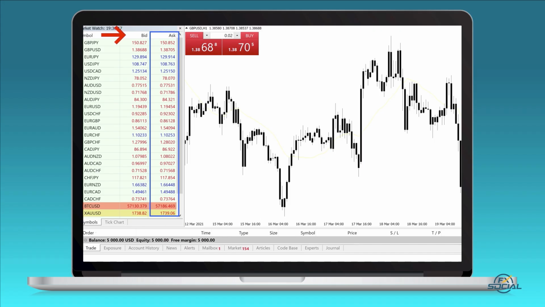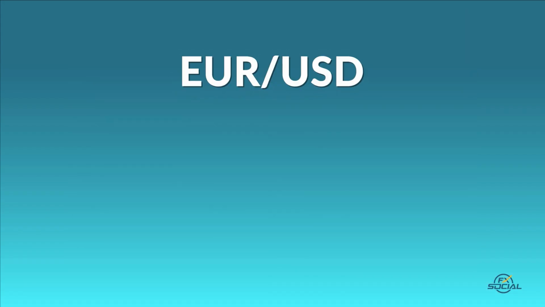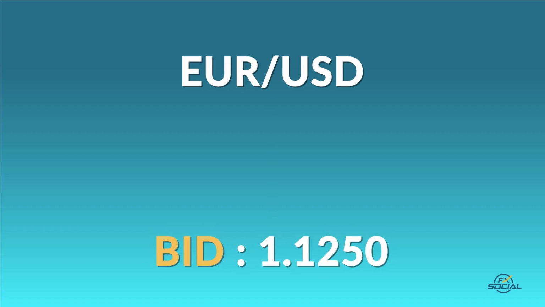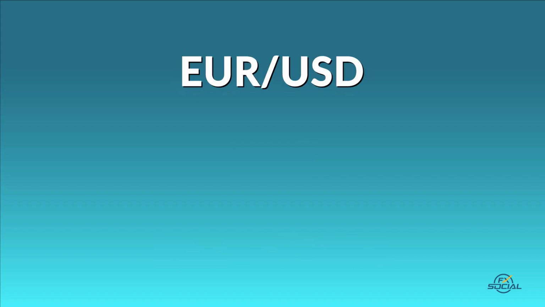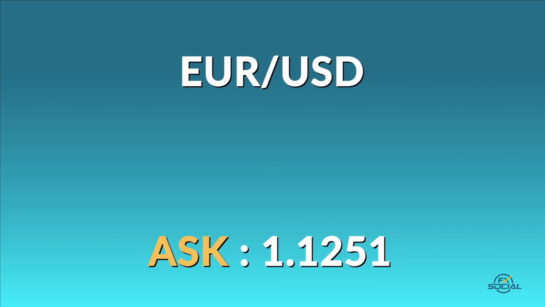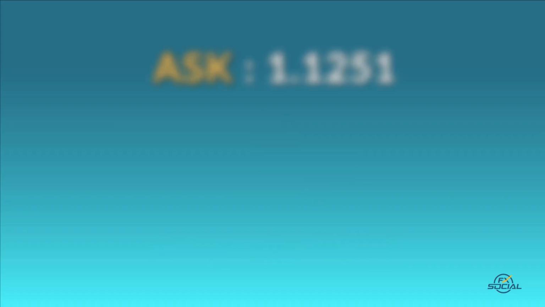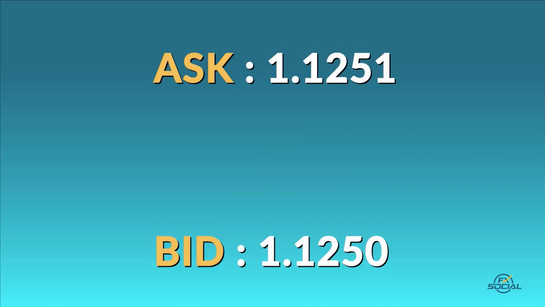Let me explain in more detail. The euro against the US dollar has a bid price of 1.1250. That's the price a trader wants to sell the euro-US dollar at. For instance, a seller who thinks the price would decrease might sell at the bid price to take advantage of the fall. If the euro against the US dollar has an asking price of 1.1251, that's the price a trader wants to buy the euro-US dollar at. So the difference between the ask and the bid price is known as the spread.